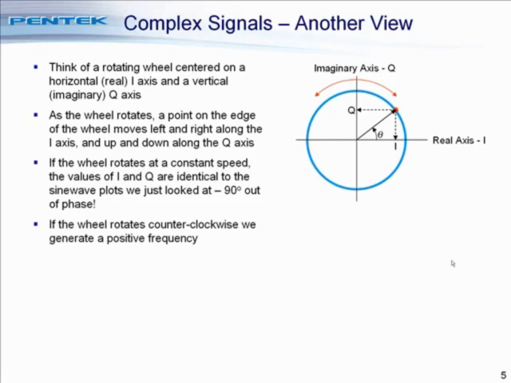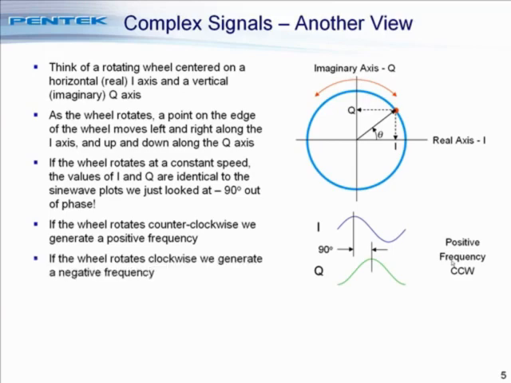If the wheel rotates counterclockwise, we generate a positive frequency. So you can see the positive frequency waveform for a counterclockwise revolution. If the wheel rotates clockwise, we generate a negative frequency. So here we see a negative frequency complex signal where the I component lags the Q component by 90 degrees.